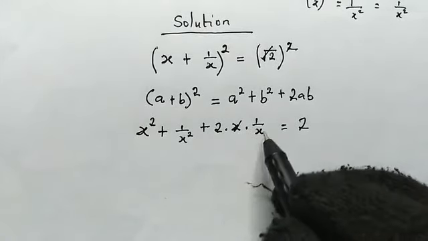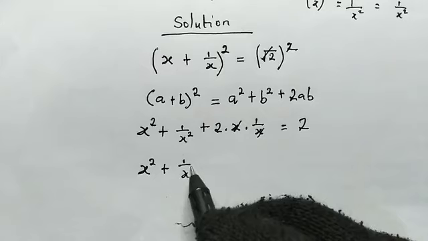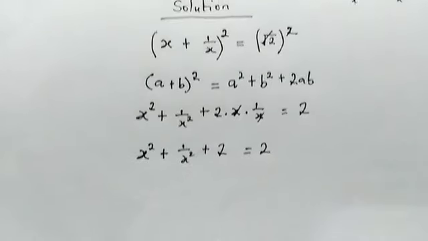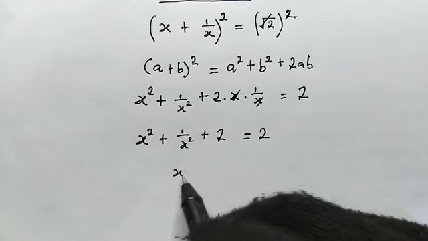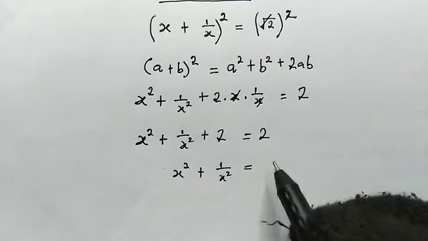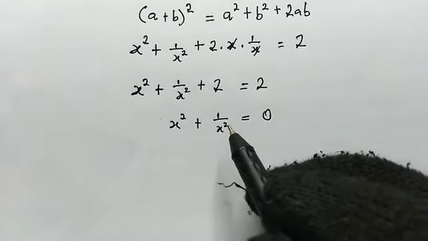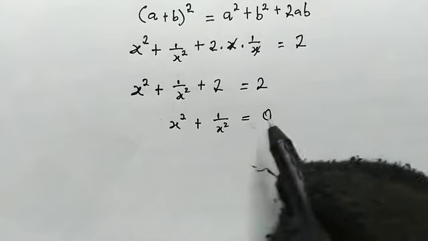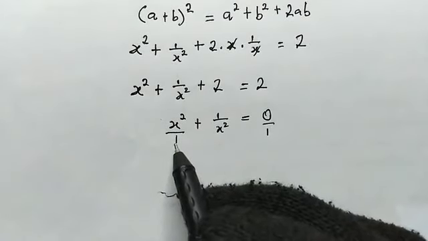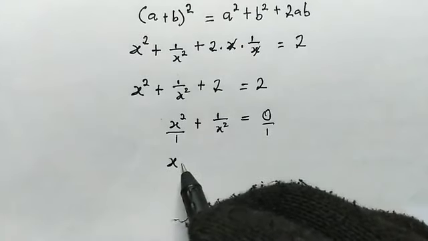Now from here, we cancel this, right? So we get x squared plus 1 over x squared plus here we have 2 left. Then this equals 2. From here, subtract 2 from both sides, we get x squared plus 1 over x squared equals 0. Okay, now from here, let us multiply each term from both sides by x to the power of 2. You know, this is over 1 and this is over 1. The LCM of 1, x squared, and 1 is x squared. So multiply each term by x squared.